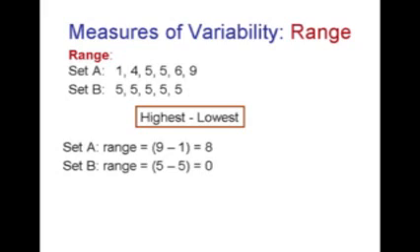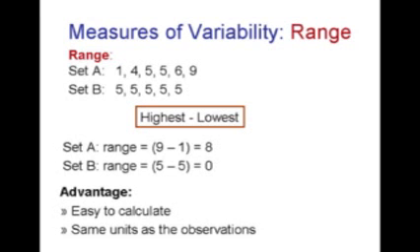It is a simple calculation. Subtract the lowest value in the data set from the highest value. In set A, the highest value is 9 and the lowest is 1. We simply take 9 minus 1, which gives 8. Set B has no variability since 5 minus 5 equals 0.